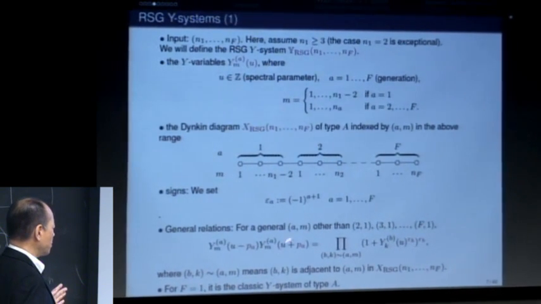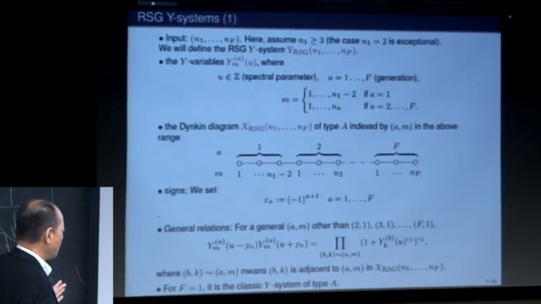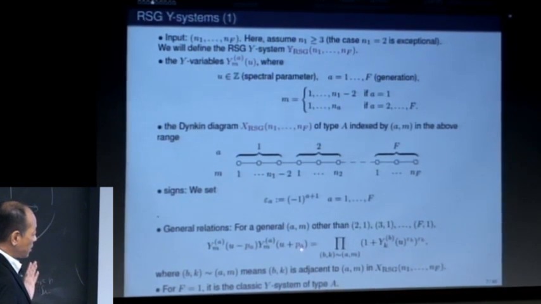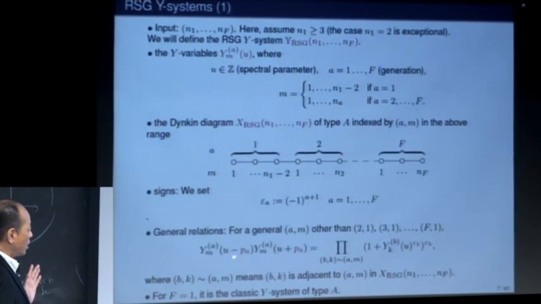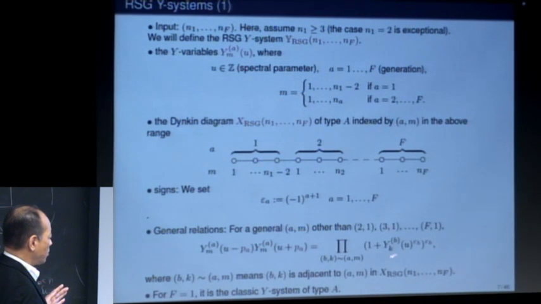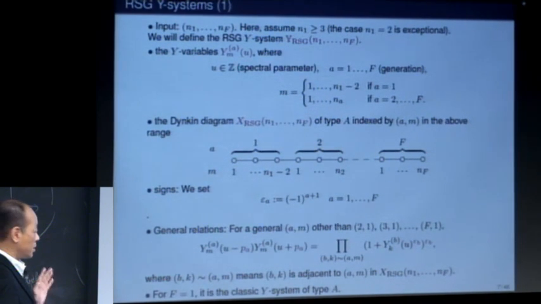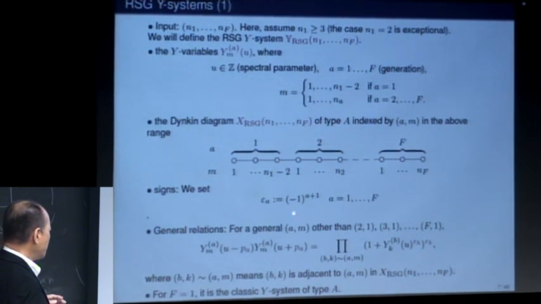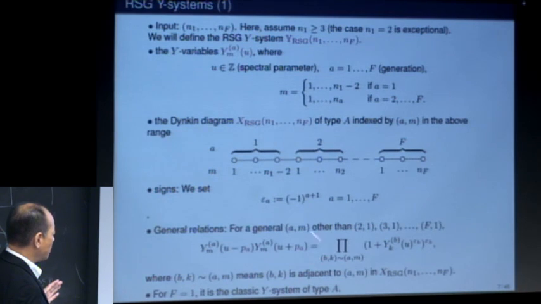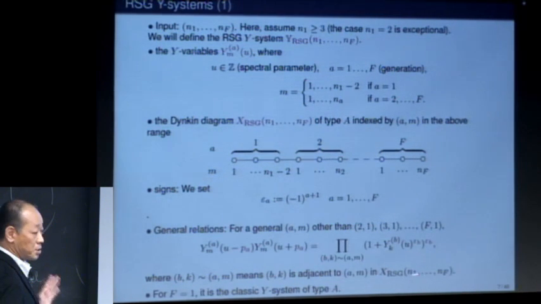F1. We consider a family of functional relations. Here we have an input, this integer PA coming from continued fractions. And also we have some signs, and we have tilde. Tilde means BK here is adjacent to AM in this diagram. So there are at most only 2 terms on the right-hand side. And if your generation is 1, we don't have this portion. Everything here is just 1, and that's it. And it is a classic Y system of type A.